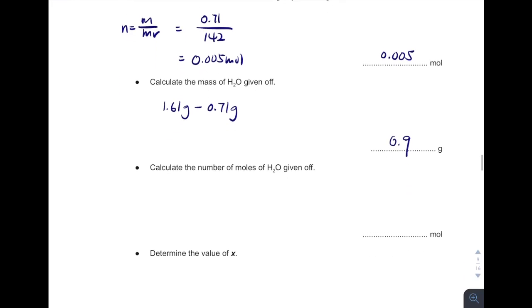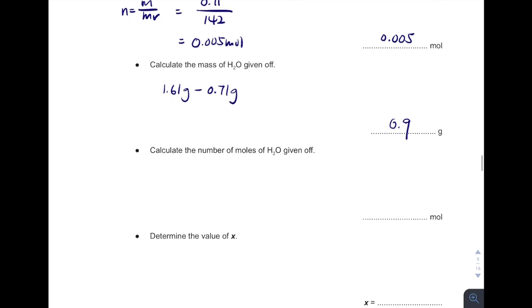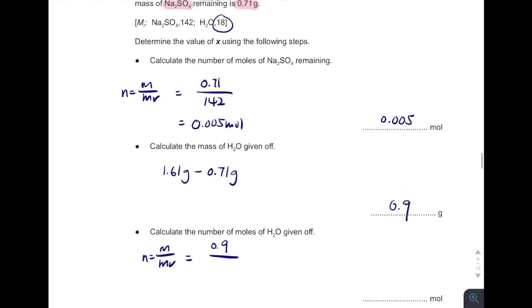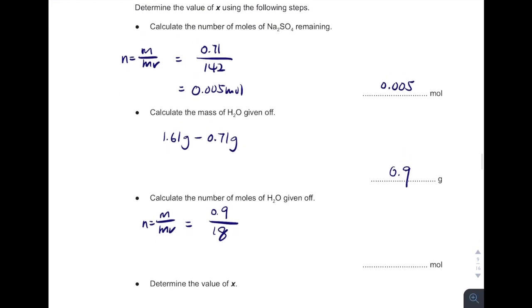Okay, then what is the number of moles of H2O given off? Same thing, you have the mass, 0.9. So n equals m over Mr. So 0.9 divided by the Mr for H2O, which is given here as 18. So eventually you will get 0.05 mole.